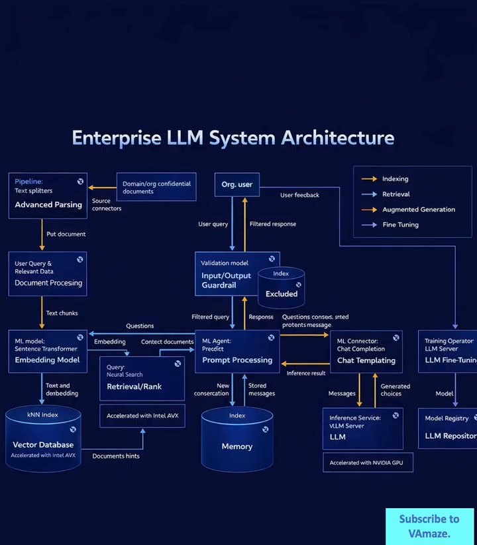For response generation, you have chat templating via the ML connector, typically calling an inference service running a VLLM server accelerated by NVIDIA GPUs. This generates the actual responses users see, grounded in your retrieved context. User feedback loops back into the system, enabling continuous improvement. The org user receives filtered responses, but their interactions inform model performance and help identify gaps in the knowledge base.